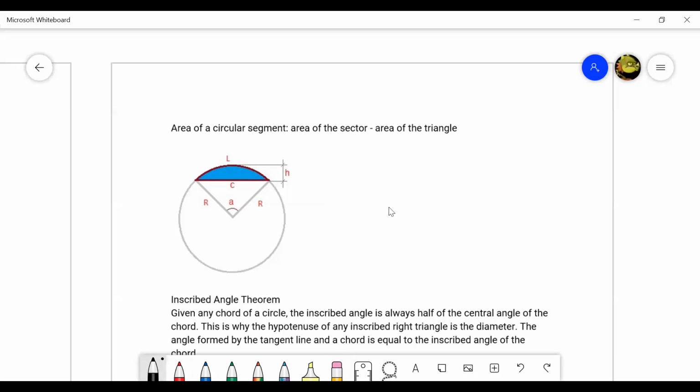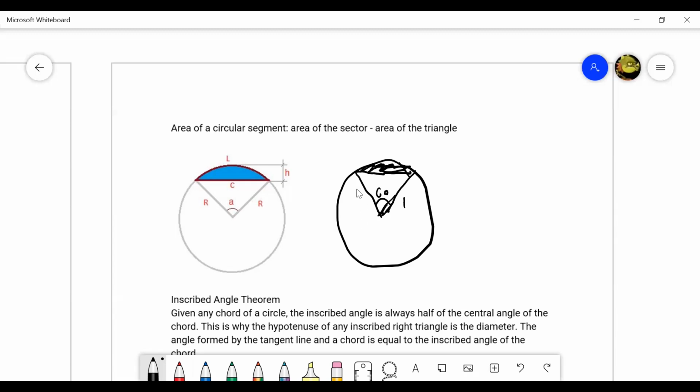For example, a very commonly seen sector is one of 60 degrees. So if you have a 60-degree sector, I hope everyone can understand my diagram. And we take this segment. How would we find the area of the segment if this radius is 1?